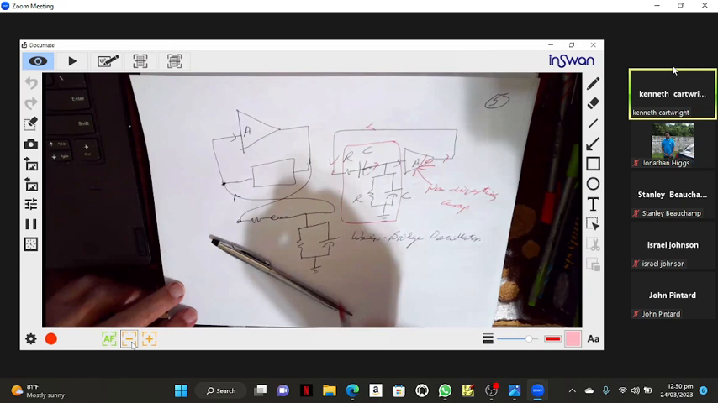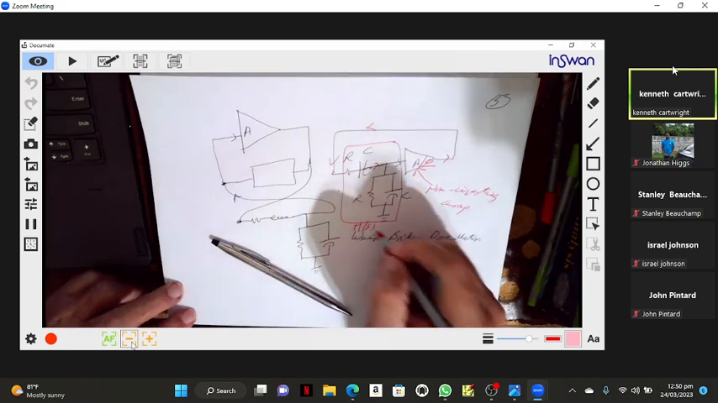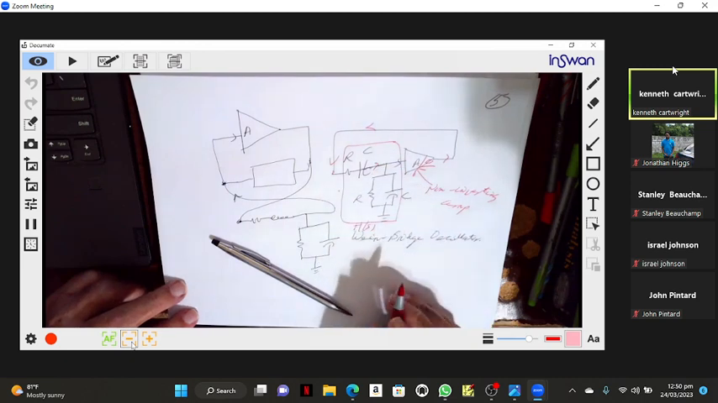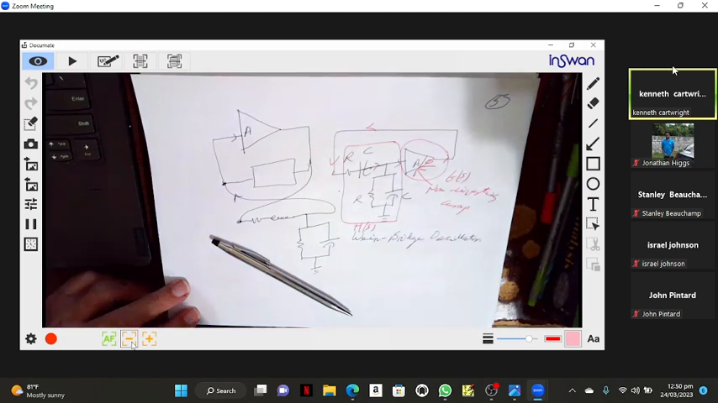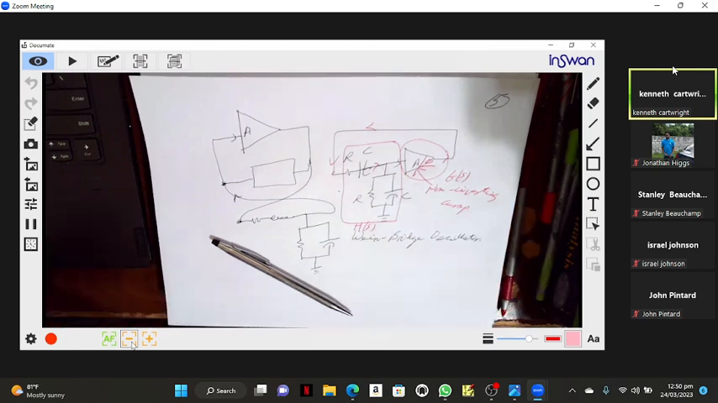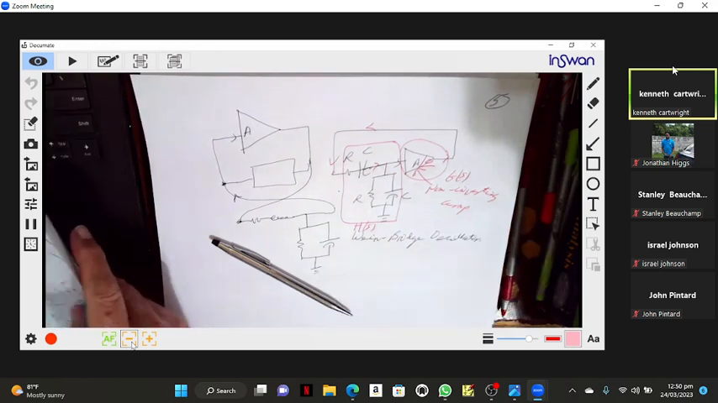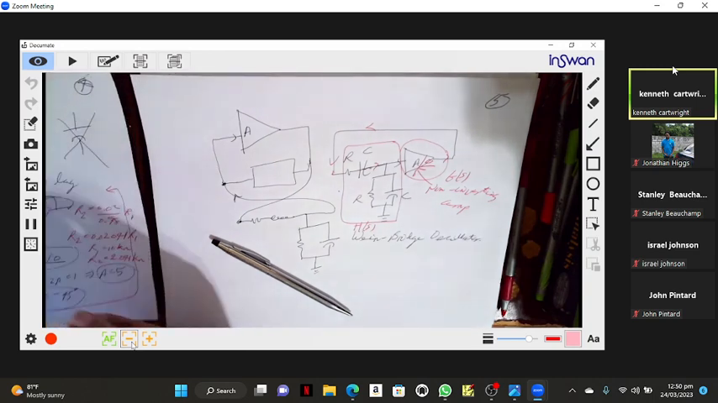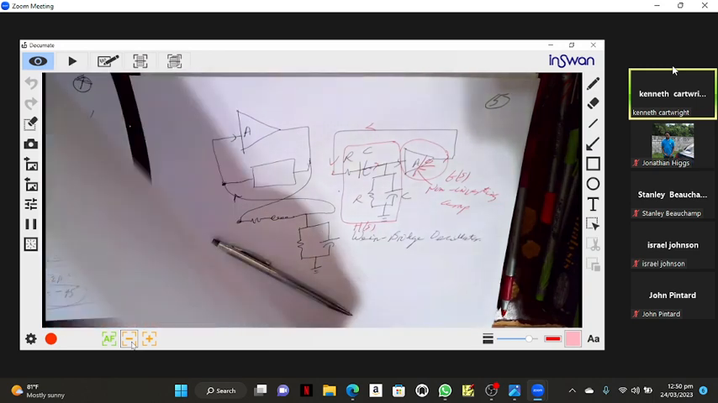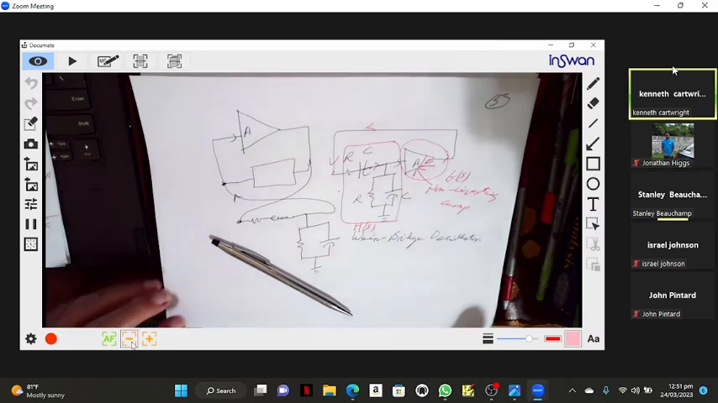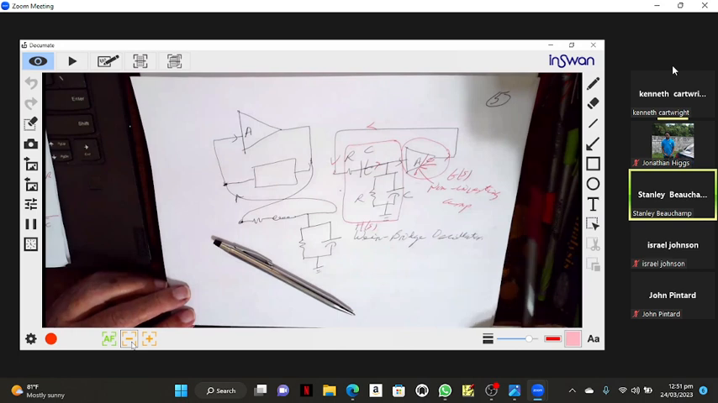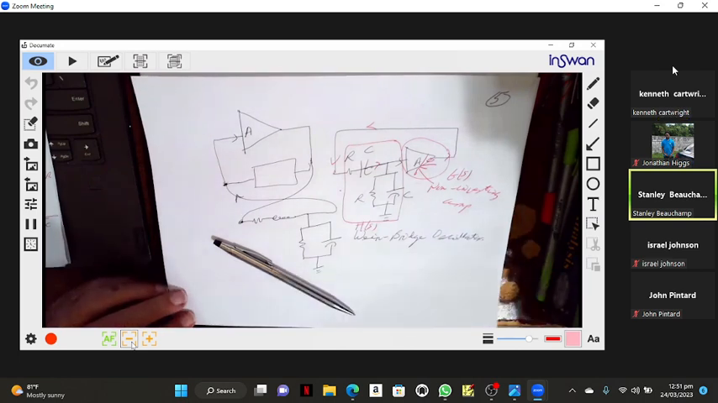This is my H of S. And this is my G of S. You're asking for the phase shift of H of S? Yes, what must be the phase of H of S? Negative 135.